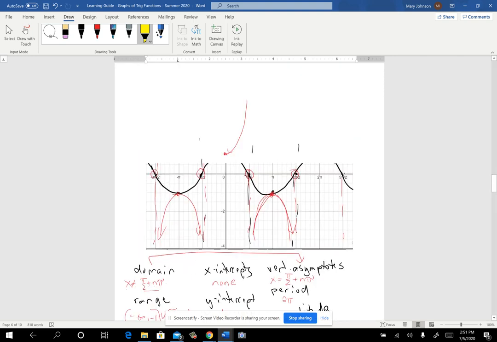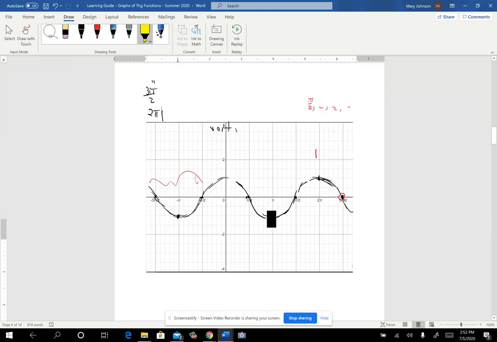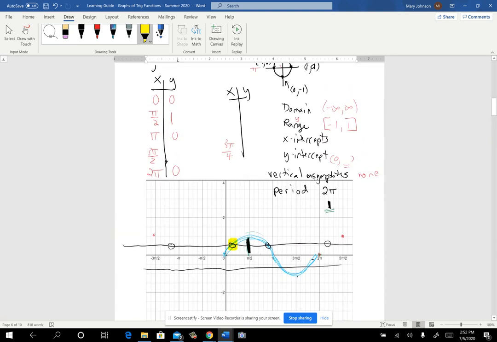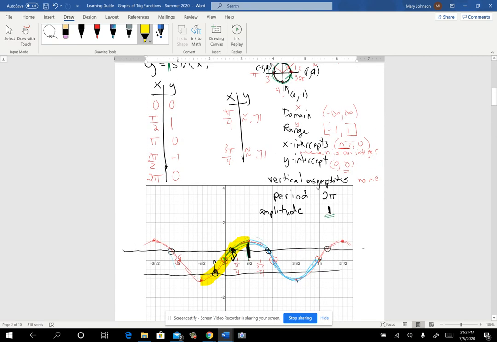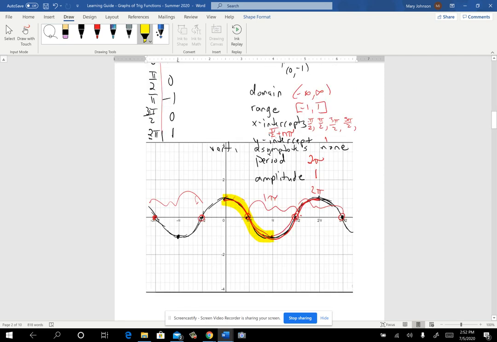For cosine, we did the same, -π/2 to π/2. Okay. For sine, we did -π/2 to π/2. Trying to get to cosine. And for cosine, it was from 0 to pi. All right, now I want you to look at one more thing and then we'll go to the chart and we'll fill it in.